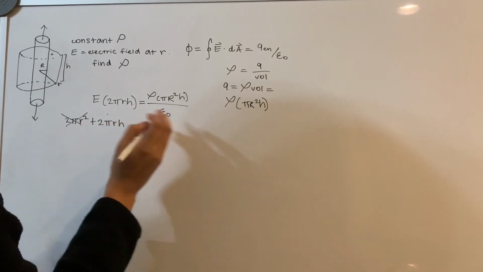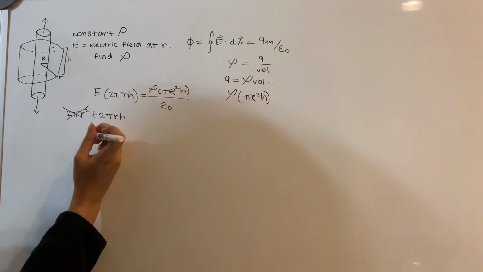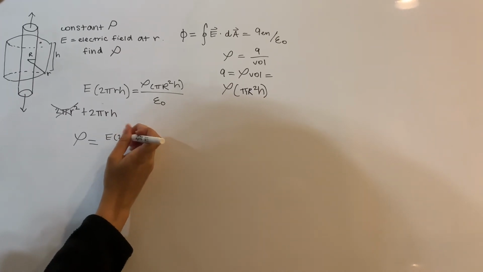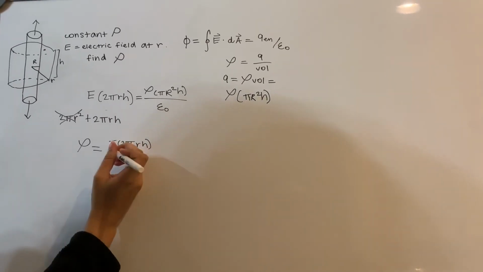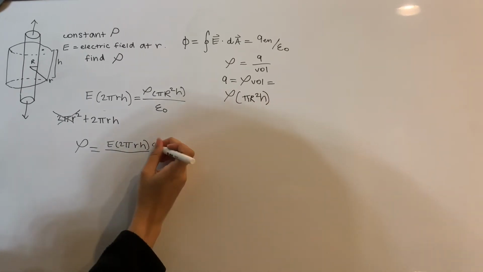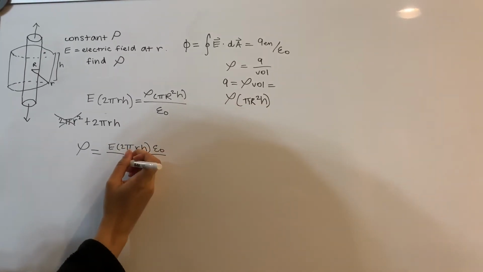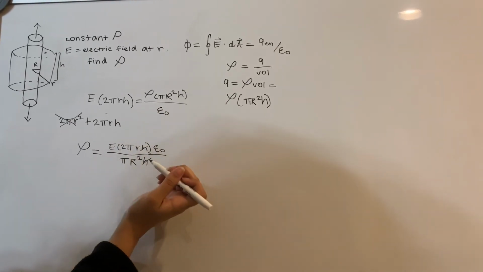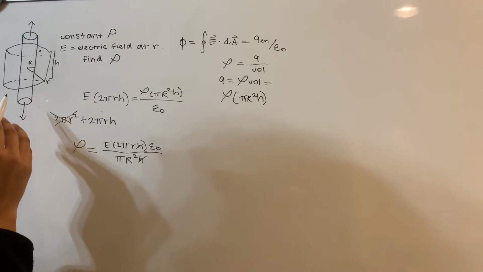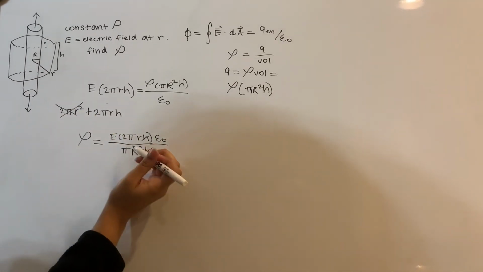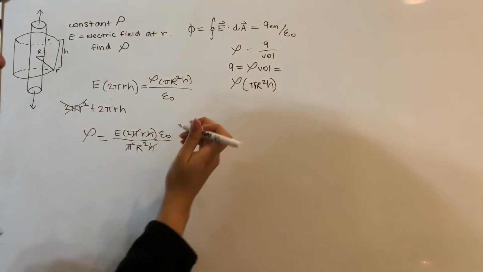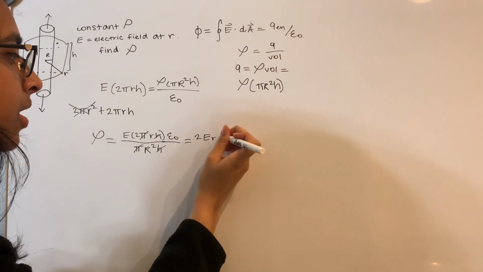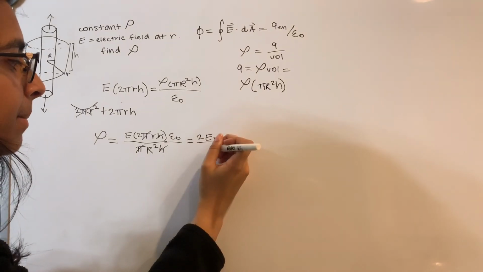And now we take this and we do some algebra to solve for rho. So rho is going to equal E times 2 pi little r h, times epsilon naught over pi large R squared h. And our two h's cancel out, which is nice because h is not a variable we were given, we just made that up. It should cancel out. And our pi's cancel out, and we get rho to equal 2 E r epsilon naught over big R squared.